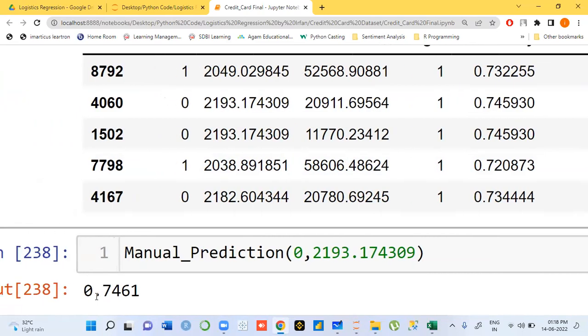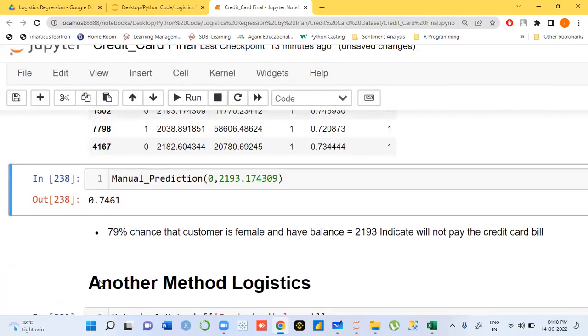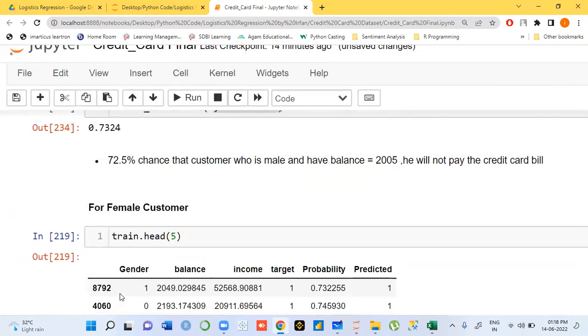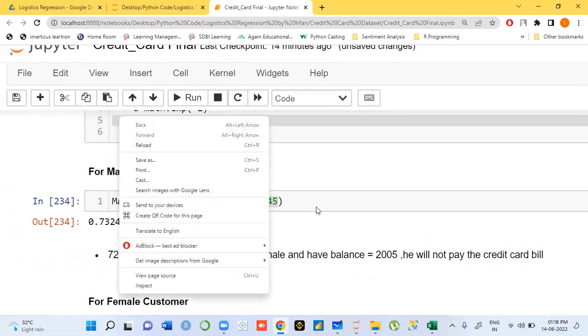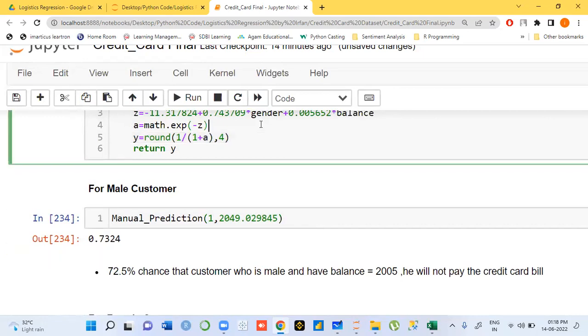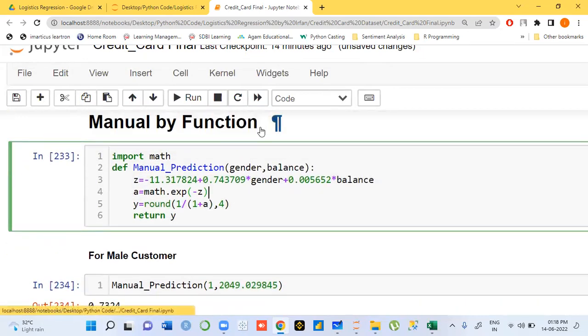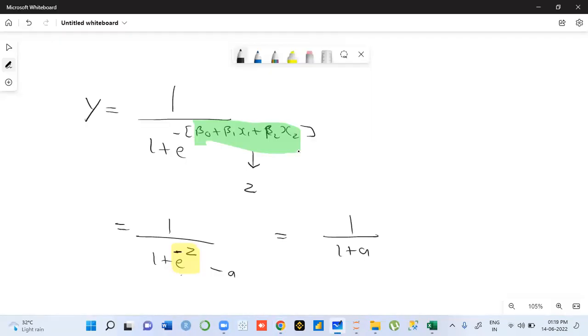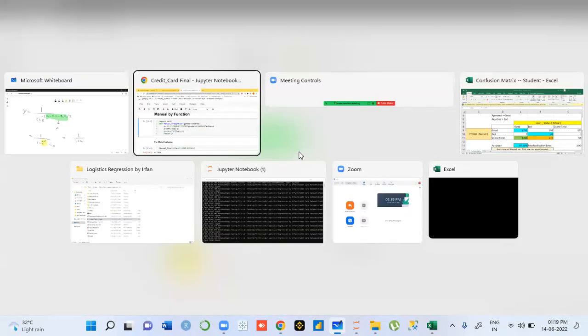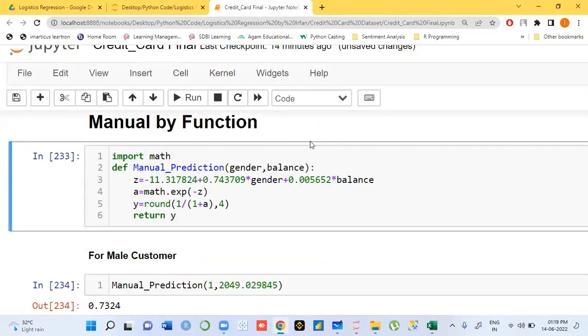Clear? Any question? So you got the point of how it predicts at the back end. When you go for an interview, they will ask you to write the equation, the sigmoid function. You have to explain how it predicts so that a business can automate this. Clear?